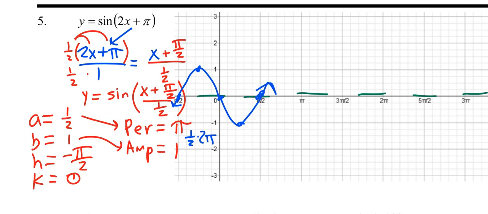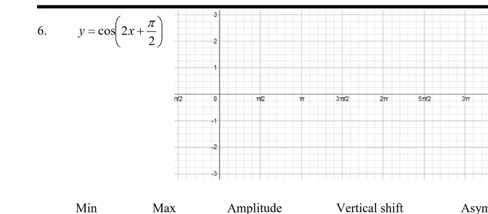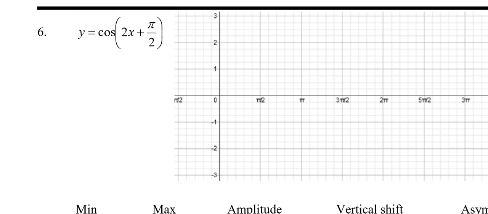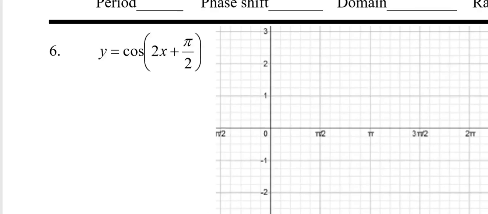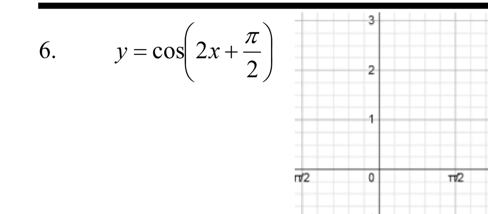Got that? Okay. We can tell there's no change in the vertical because nothing's outside the cosine function. Okay, everything is inside with the horizontal. It's not in fireproof form.